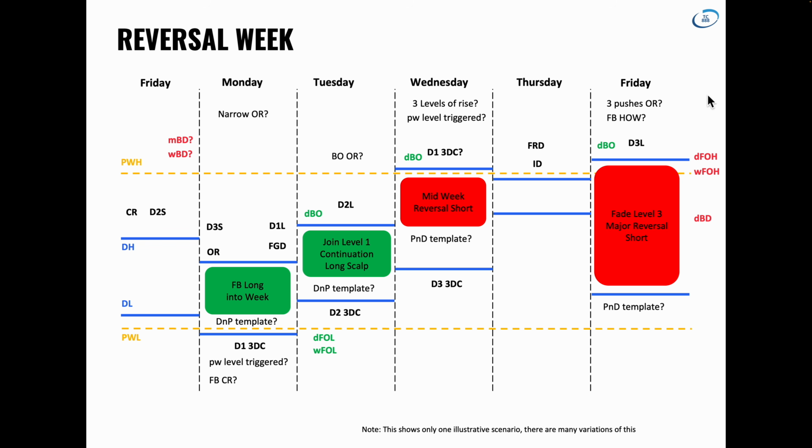Then you would have your end week reversal rolling over, and you fade the level 3 here according to Mauro, and have a major reversal short at the end of the week with a pump and dump template, ending the week with a large move down. And as you see here, often it then takes out a daily level.